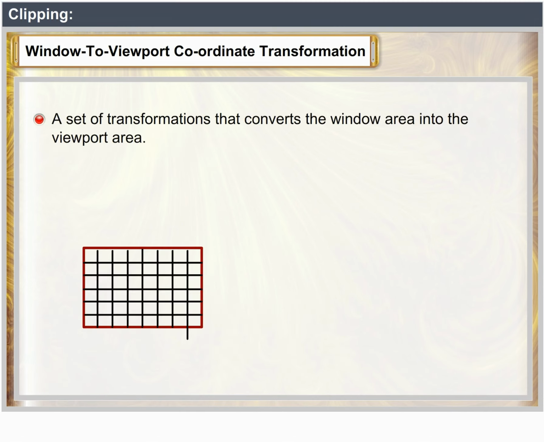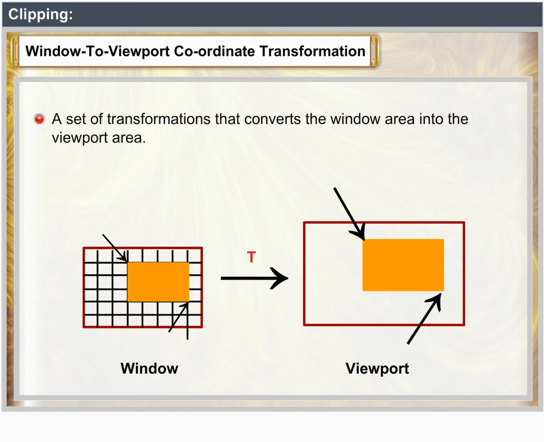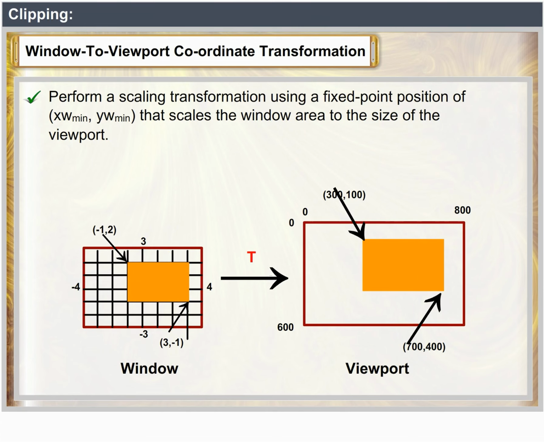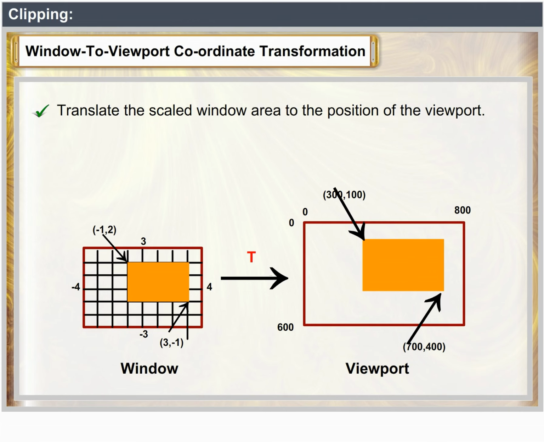This is the set of transformations that converts the window area into the viewport area. This conversion is performed with the following sequence of transformations. 1. Perform a scaling transformation using the fixed point position of (xw_min, yw_min) that scales the window area to the size of the viewport. 2. Translate the scaled window area to the position of the viewport.